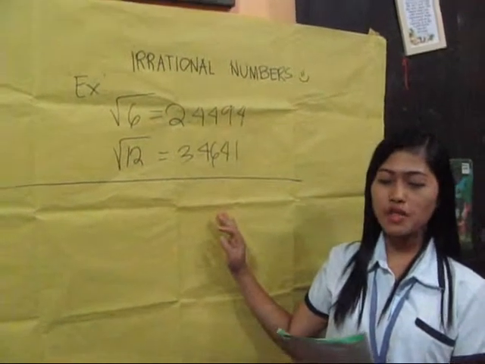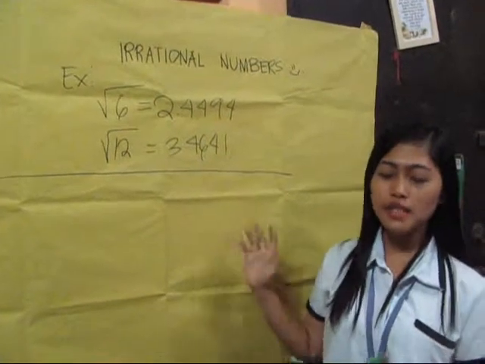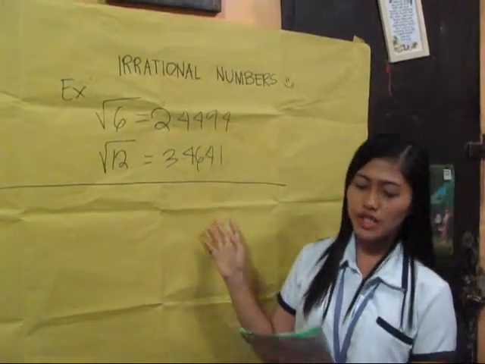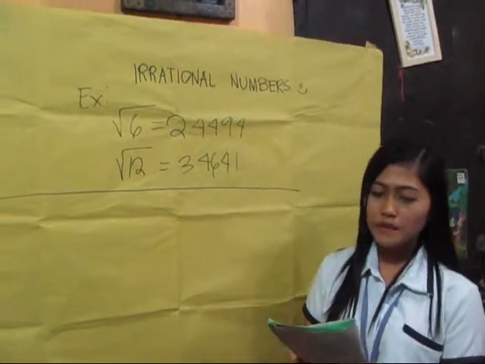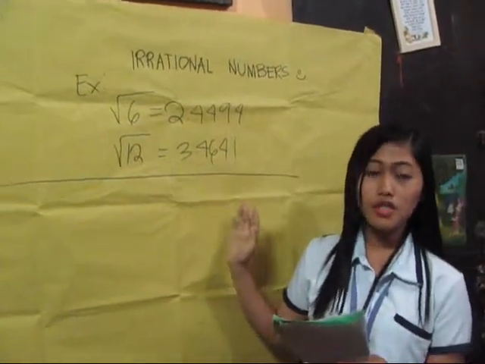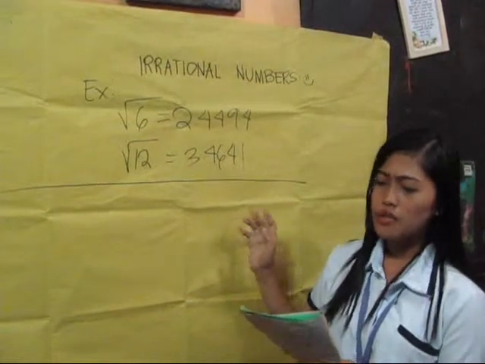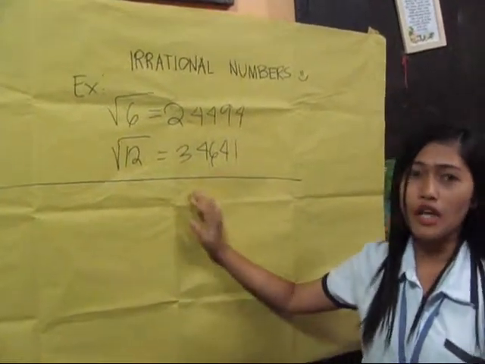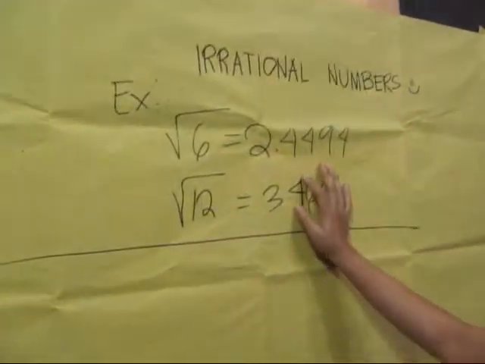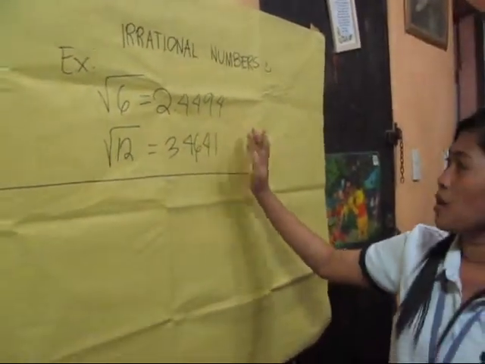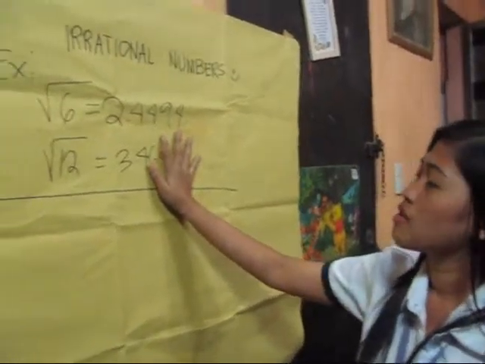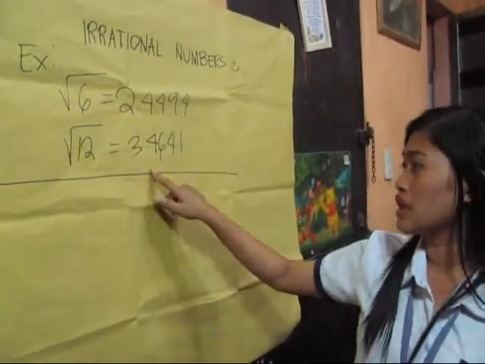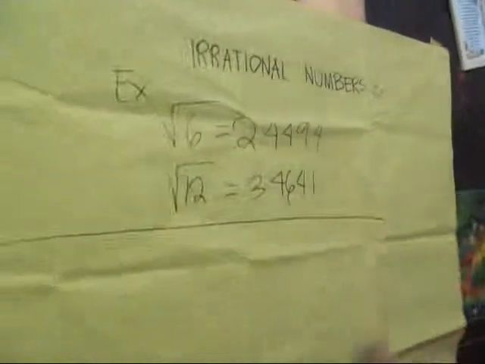An irrational number is any real number that cannot be expressed as a ratio of integers, but it can be expressed in decimal form. And this also means that an irrational number cannot be represented as a simple fraction. For example, the square root of 6 is equal to 2.4494 and the square root of 12 is equal to 3.4641.